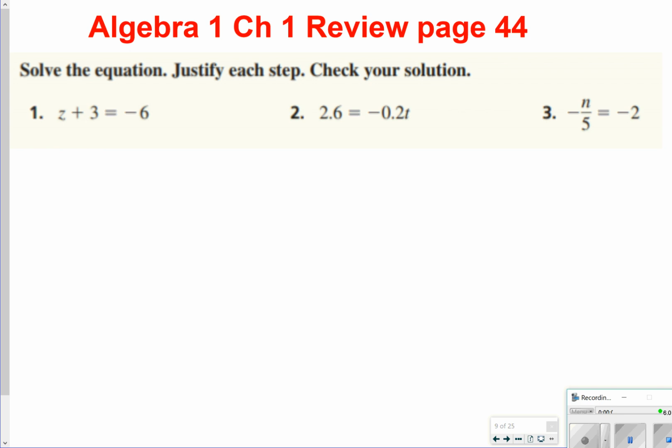This is going to be your Chapter 1 review found on page 44 in your textbook, and this is just going to help you review for your midterm, which is coming up in a few days.